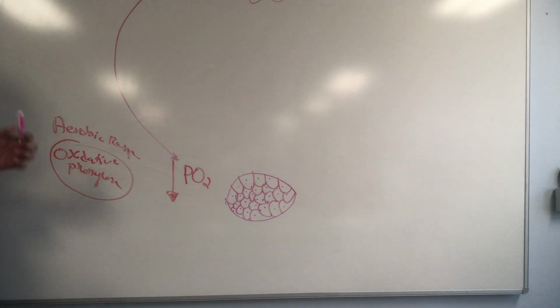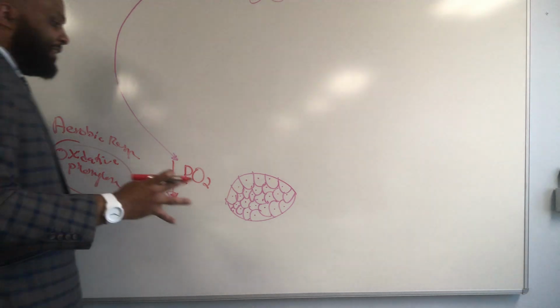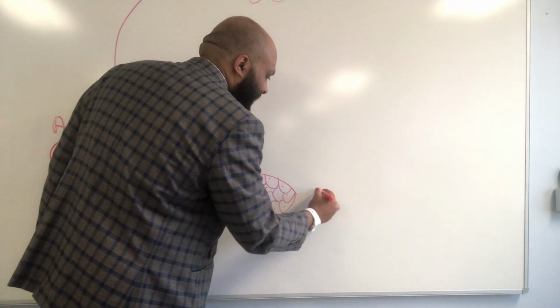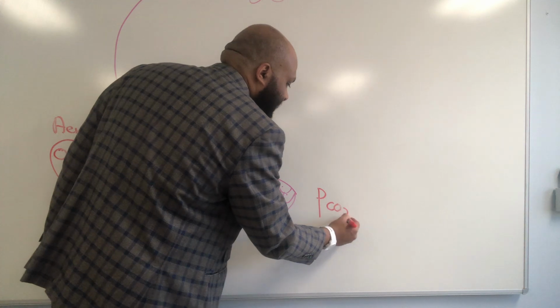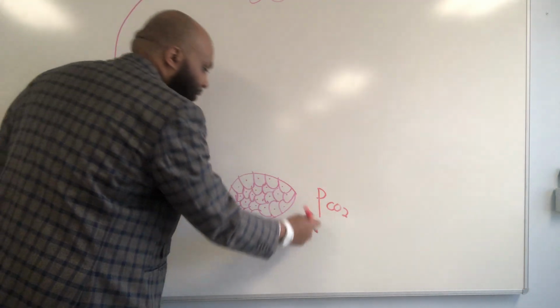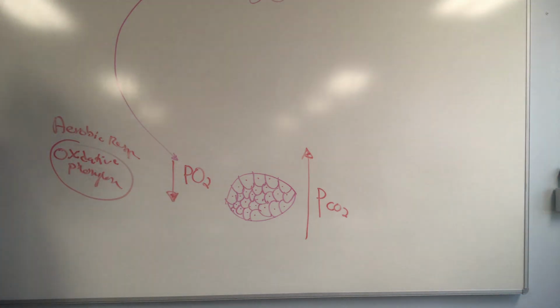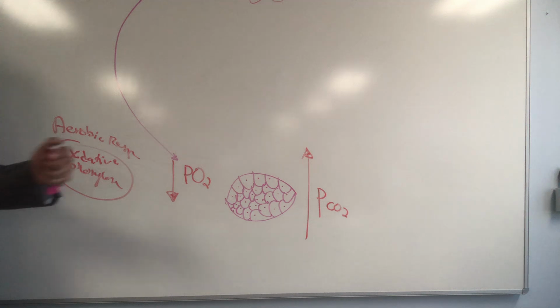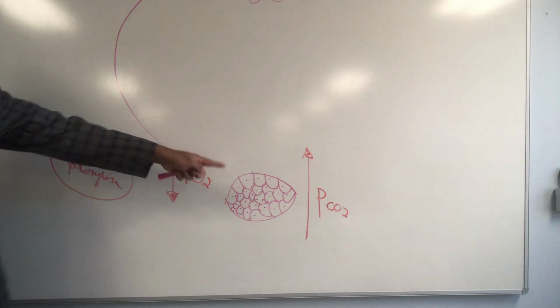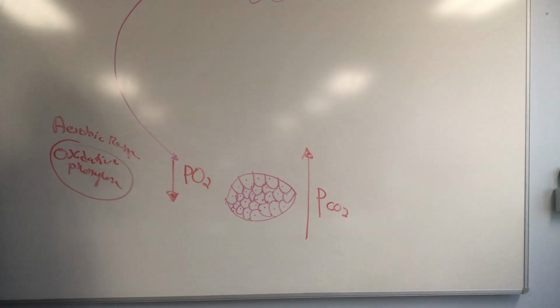Now let's look at it in terms of carbon dioxide. What do you think is the partial pressure of carbon dioxide in this tissue? Is it low, or is it really high in this tissue that is toxic and generating so much metabolic waste? So what do you think? Very high in the tissue.